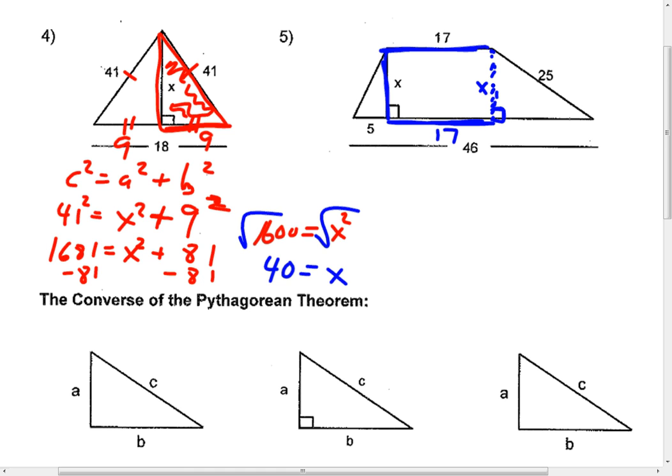That should now help you find this distance over here, because we know from here to here is 46. You have a 5, then a 17. How much is left over for the remaining portion? 24. Now I have a right triangle over here where I know 2 of the sides and I'm looking for one of the legs. That's the Pythagorean triple.